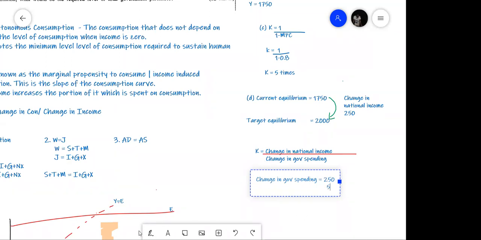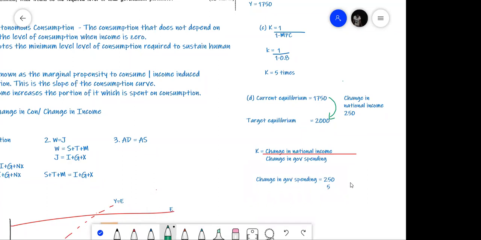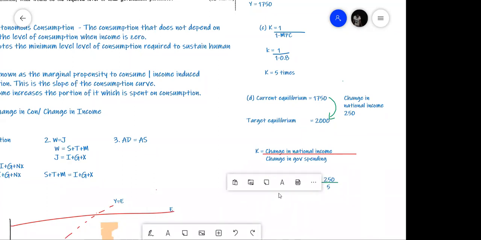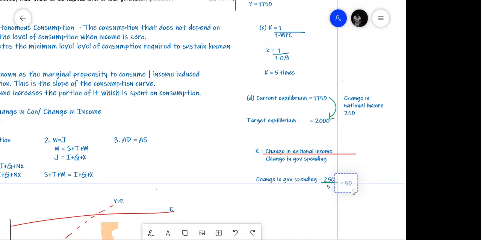So how much of a change in government spending do we need? We need a change in government spending of 50 million. Show those steps, step by step. This is the change in government spending you need. I don't know if that's million, but you need a change in government spending of 50.